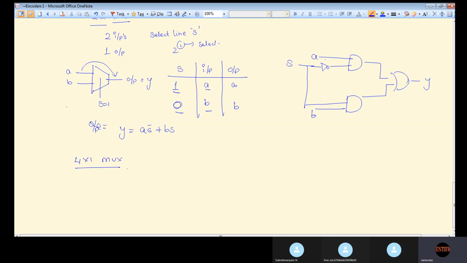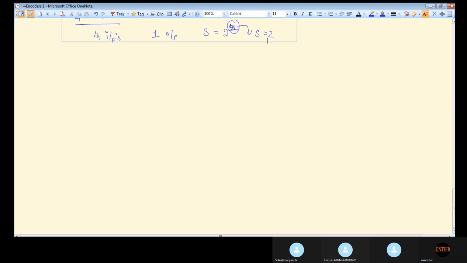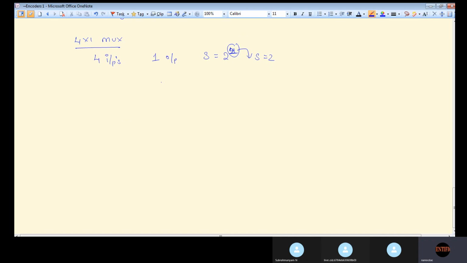4 by 1 mux, 4 inputs will be there and 1 output. How many select lines? 2 power 2, so select lines S is equal to 2. 4 by 1 mux you can design, normally you can design 4 by 1 mux.